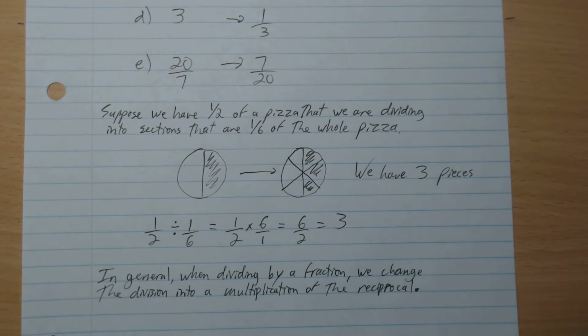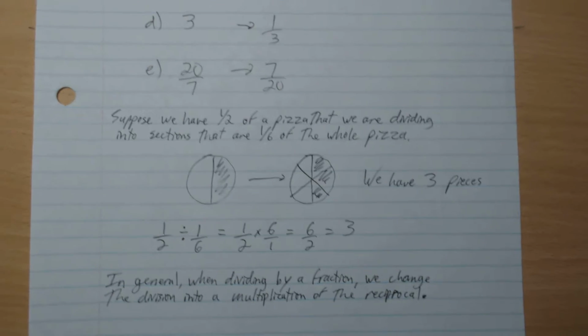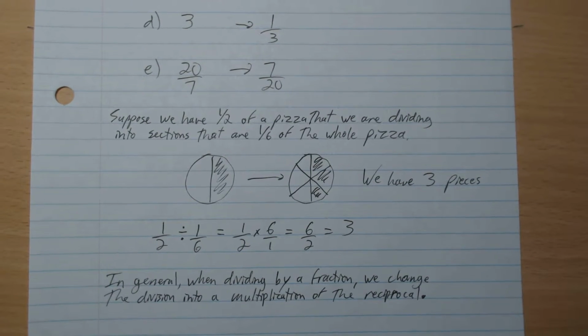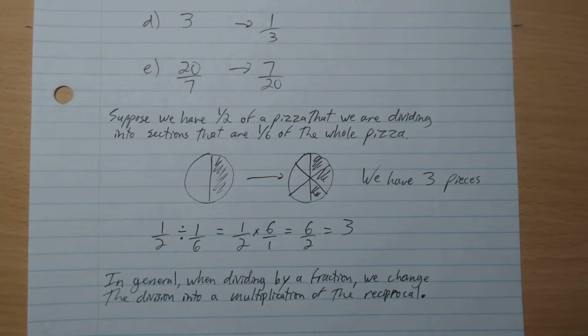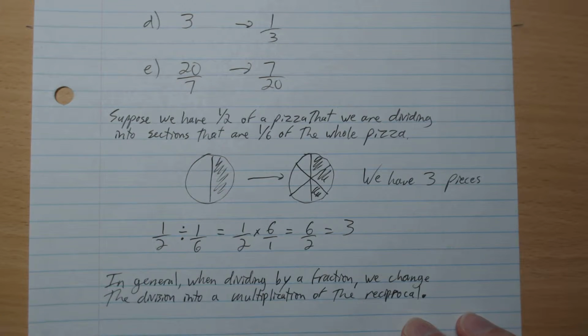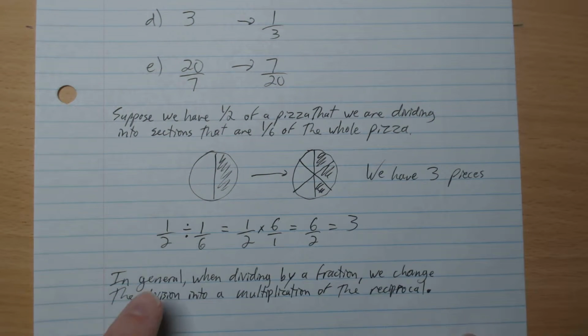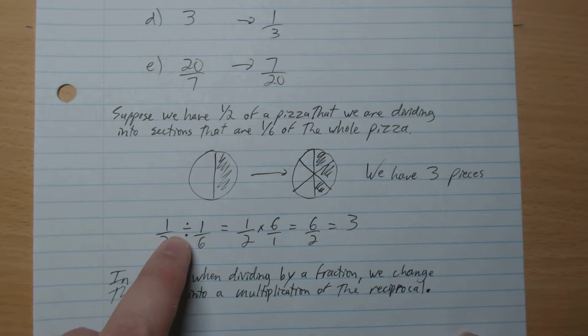Okay, next, suppose we have half of a pizza that we are dividing into sections that are 1/6 of the whole pizza. So here we have half the pizza, dividing it into sections that are 1/6, and we have 3 pieces, 1, 2, 3, as such. And so what we're doing here is having a half divided by 1/6.